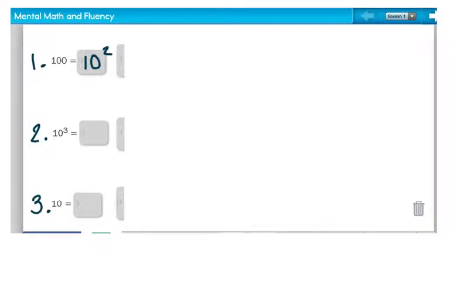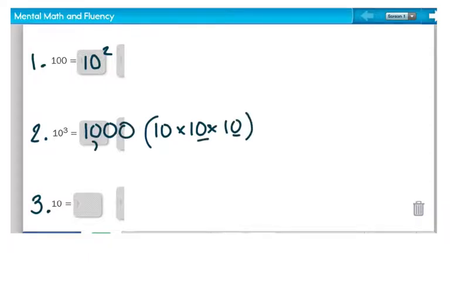10 to the third power means 10 times 10 times 10. Well, 10 times 10 times 10, oops, I need one more zero, sorry about that, would be 1 followed by 3 zeros. And 10 itself just means 10 to the first power. So that's how you're going to do the next two sets.